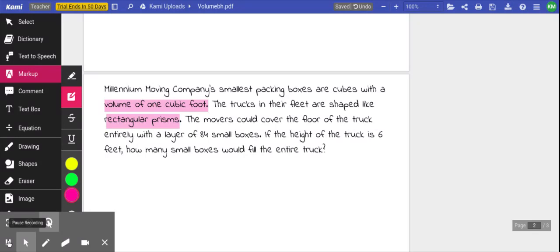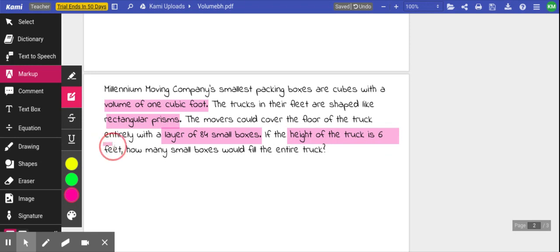The problem continues on by saying the movers could cover the floor of the truck entirely with a layer of 84 small cubic boxes. So I'm just going to highlight that. If the height of the truck is 6 feet, how many small boxes would fit the entire truck? So again, when we talk about volume, we're talking about the amount of cubic units it would take to fit a 3-dimensional shape. So we have to figure out how many small boxes will fit inside of an entire truck. Now, again, it tells us the layer is 84 small boxes can fit the floor of the truck. And then it tells us the height of the truck is 6 feet.